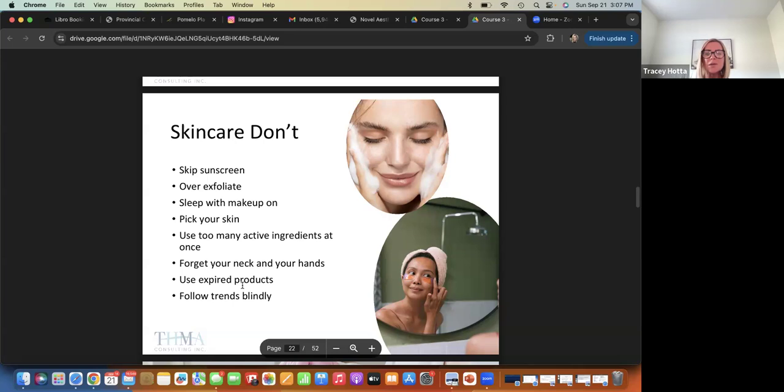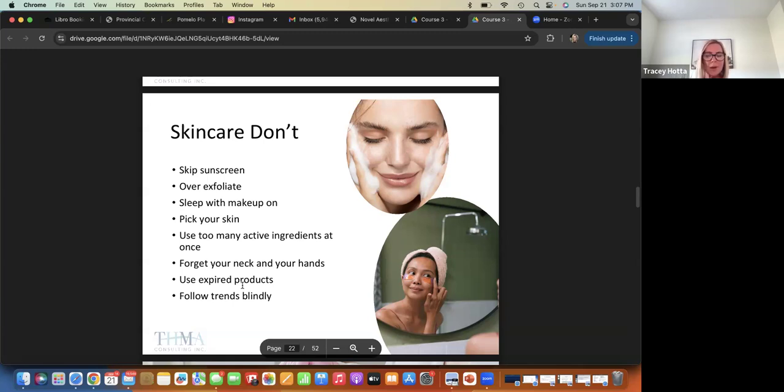And one of the things you also don't want to forget is your neck and your hands. So anytime I'm putting on my skincare ingredients, I'm putting it on my face, I'm putting it down my neck, and then whatever I have left over on my hands, I'm putting it on my hands. So don't forget about those areas as well when you're using your skincare.